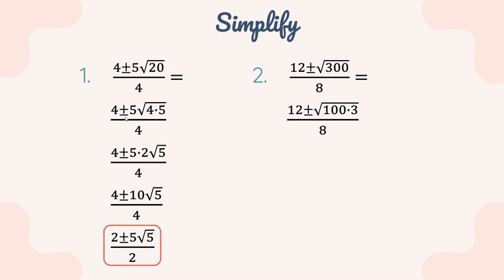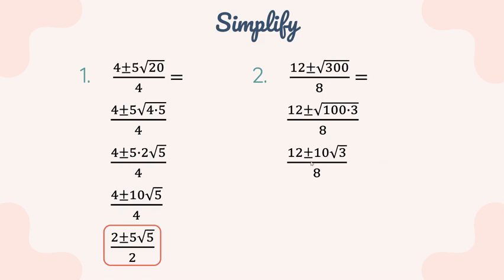Notice the difference between the first example and the second example. The first example had a number outside the square root sign. Currently, I don't have a number. Well, really, I have a hidden 1, because 1 times anything is itself. So when I pull out that plus or minus 10, I don't have to multiply it times anything like I did here.